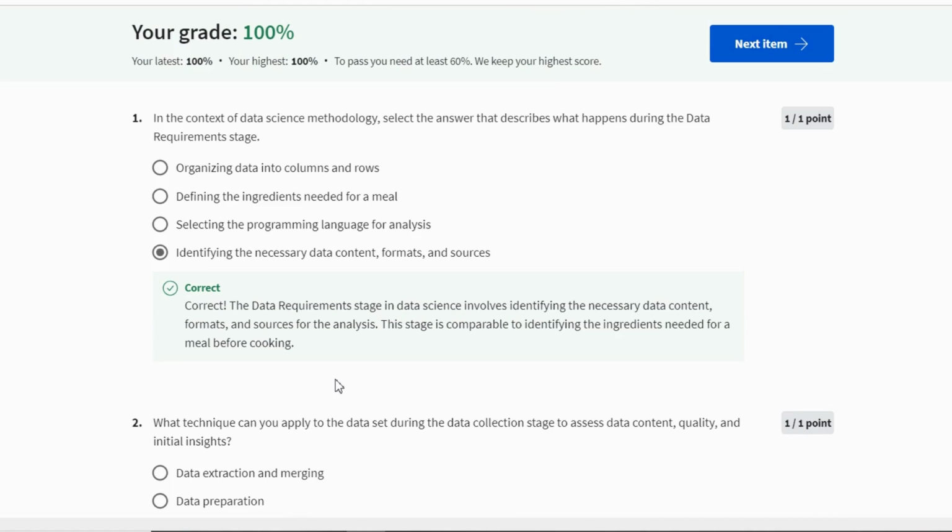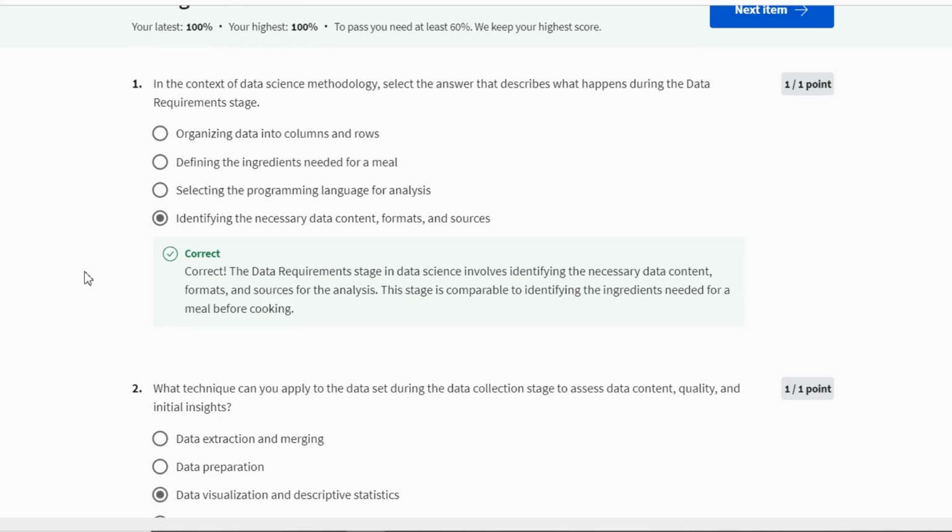So the first question is: in the context of data science methodology, select the correct answer that describes what happens during the data requirement stage. So what is the data requirement stage? It is where we are gathering all the data that is relevant to our analysis, and we are figuring out the initial stage of how we are going to do it. So the answer is to identify the necessary data content, formats, and the source. All the things we have to figure out here, and we have to manage how we are going to get the data. First of all, we have to find how we can find the data to do the analysis on.